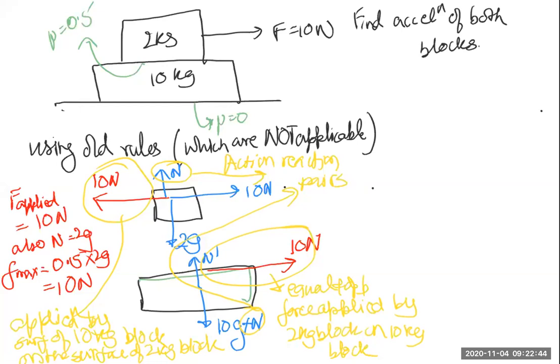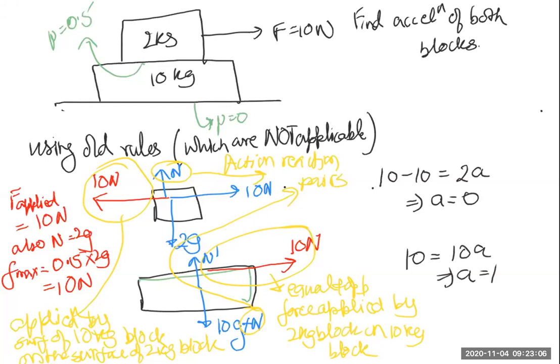So after having drawn the FBD and having put in the value of all the forces, now I can find acceleration. And here I can say that 10 minus 10 must be equal to 2a. So a is equal to 0, and here I must have 10 is equal to 10a, therefore a must be equal to 1 meter per second square.